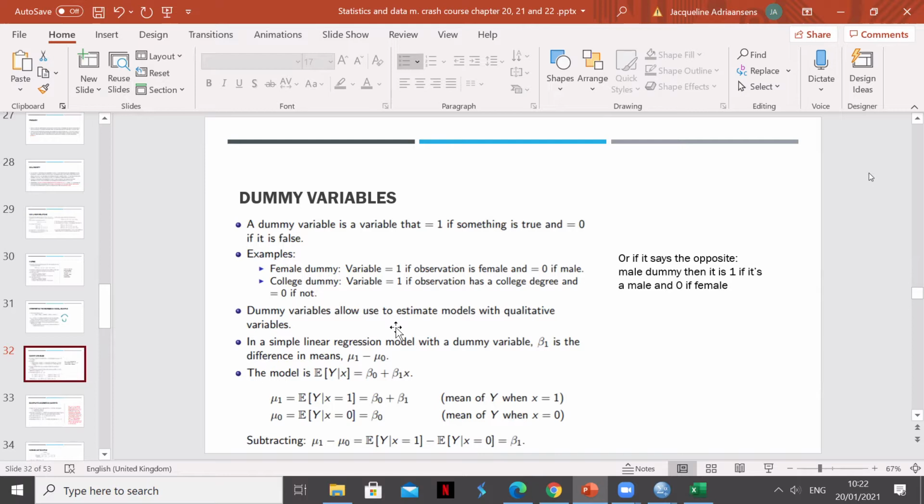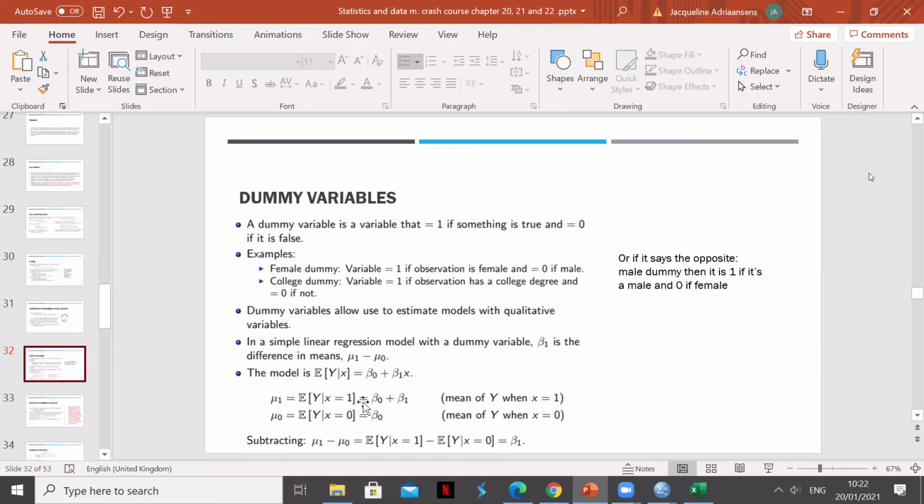And why are dummy variables so important? Because they allow us to estimate models with qualitative variables. So a female dummy, of course, is qualitative. You cannot really express it in quantitative terms, because what does that have to do with it? But if you take a dummy, you can sort of express it in quantitative terms with this 1 and this 0.